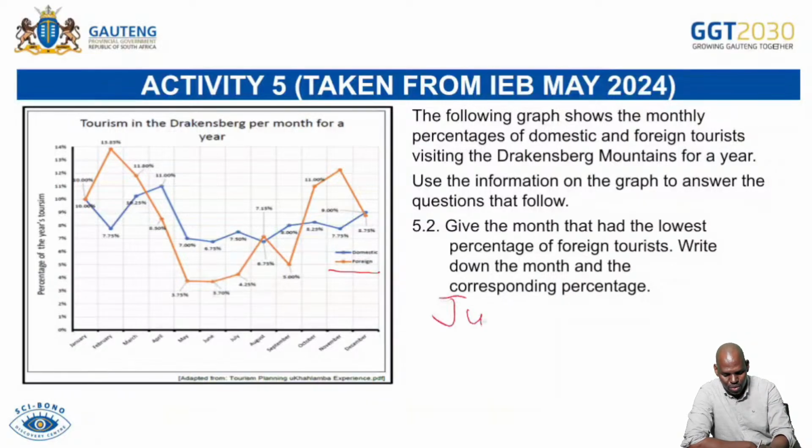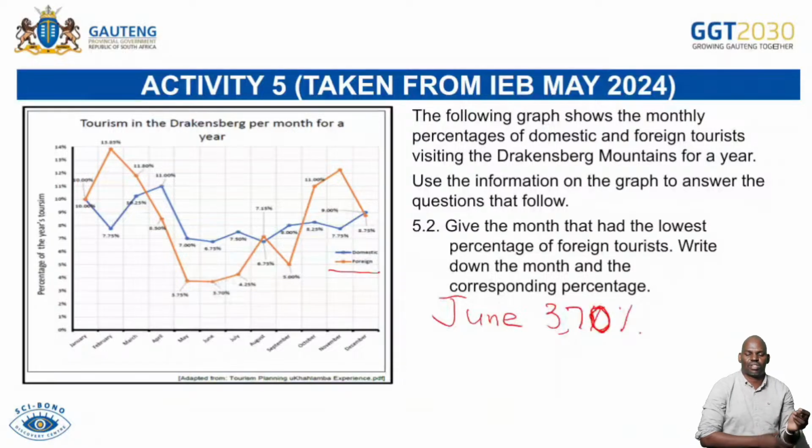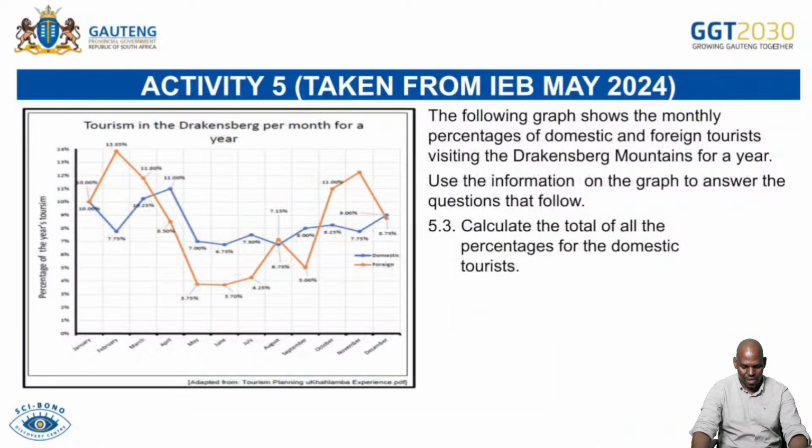So this one they are looking for only, okay, it's June, but they are also looking for the percentage, similar to the previous one. So the percentage there is 3.7%. Or that does not matter. Okay, we can say 3.70% as indicated. So that's how easy it is.